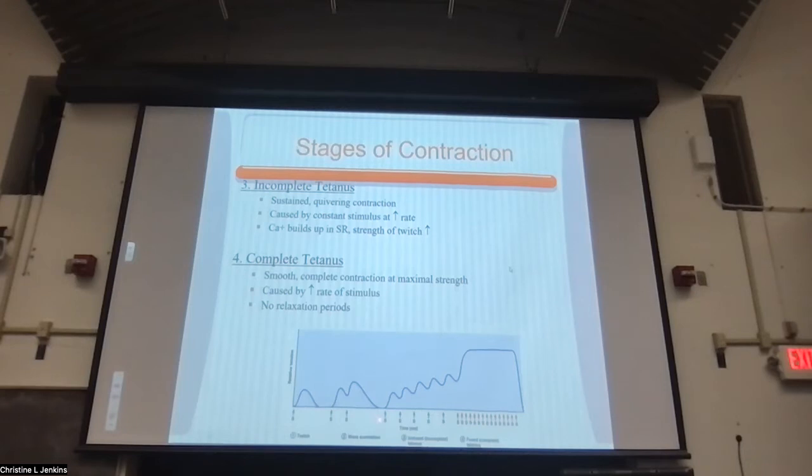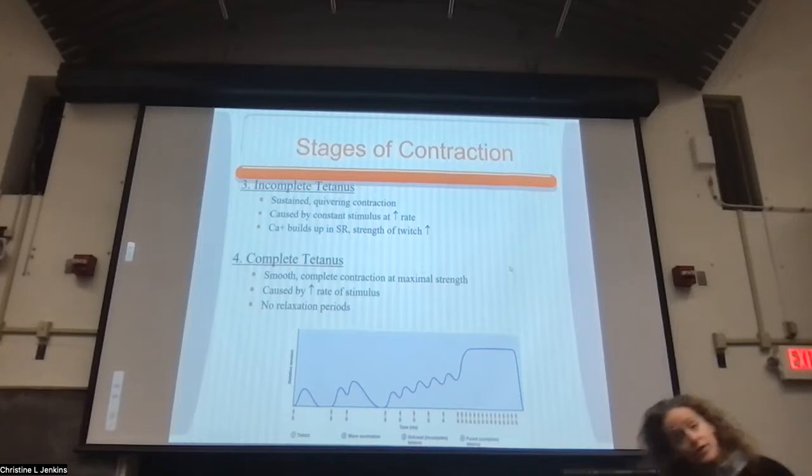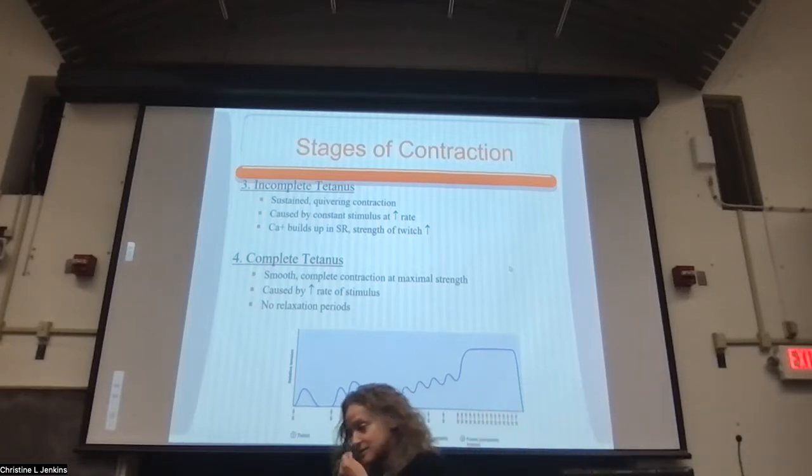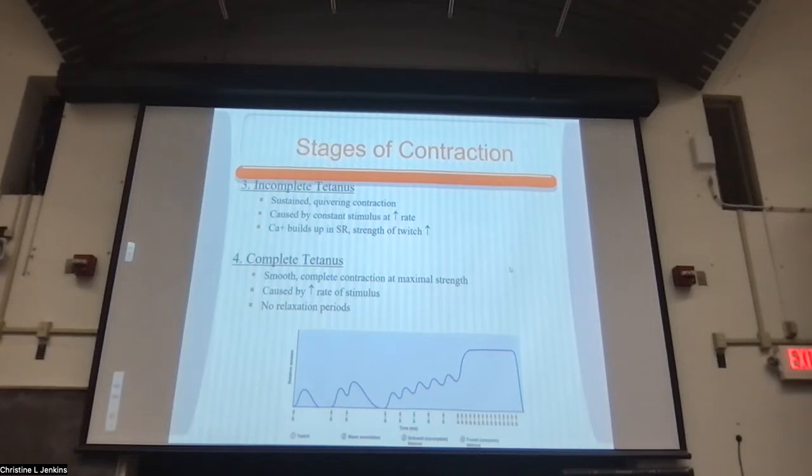Then we start to send nerve impulses so quickly that we get what's called incomplete tetanus, like a quivering contraction. But ultimately, we send nerve impulses so quickly that we reach that smooth, sustained contraction, which is called complete tetanus. You don't realize this is happening, because by the time we get to that sustained contraction, we've already gone through these. It happens so quickly.